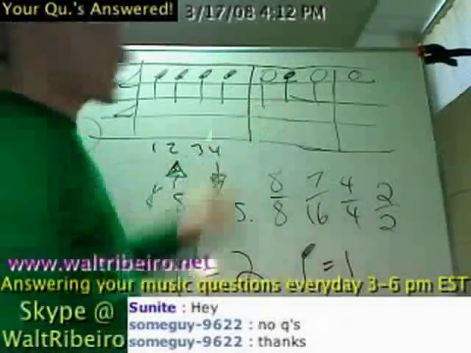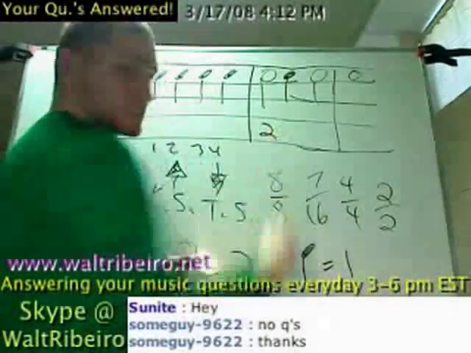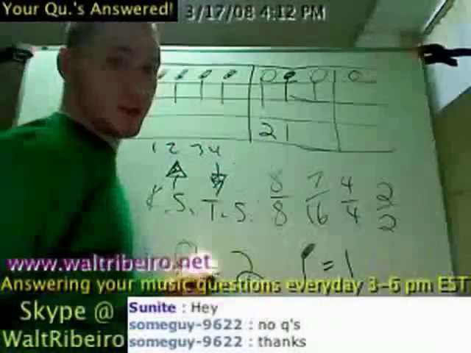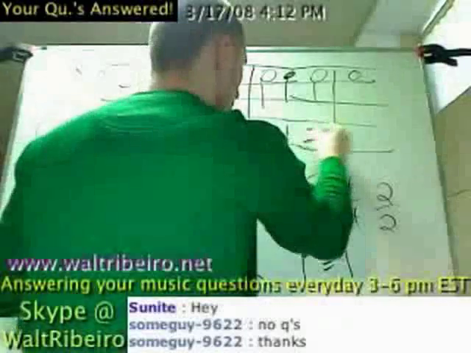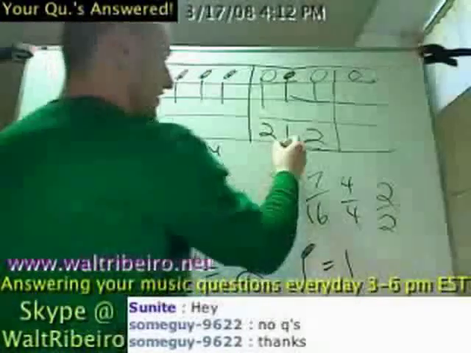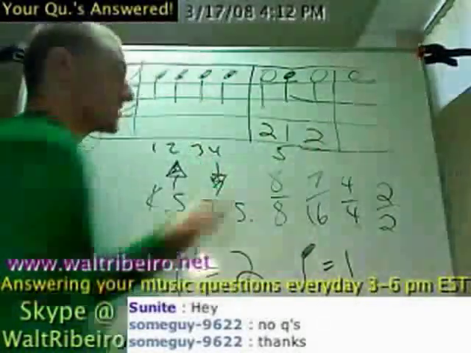Because look at what we have. We have a half note, which is 2 beats, we have a quarter note which gets 1 beat, and we have another half note which gets 2 more beats. Here we have 5 beats in this measure. 2 plus 1 plus 2 is 5 beats in that measure.